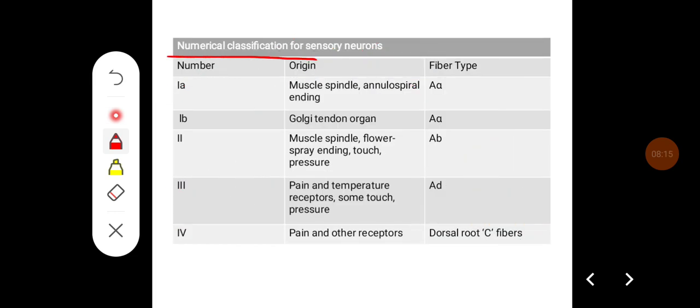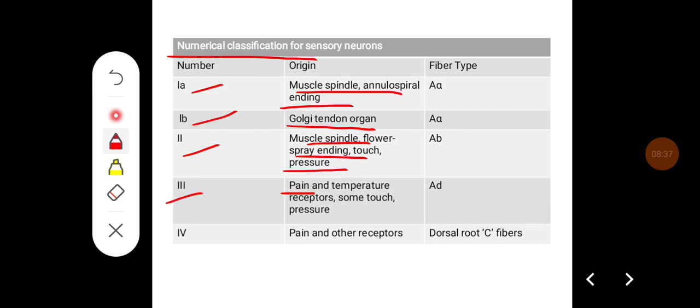The numerical classification is based on the origin, where 1A fibers originate from the muscle spindle, that is the annulospiral endings. 1B from Golgi tendon organs. 2 fibers from the muscle spindle, that is the flower spray endings, and touch and pressure sensors. 3 originate from the receptors of pain and temperature, and some from touch and pressure receptors as well. 4 from pain and other receptors.